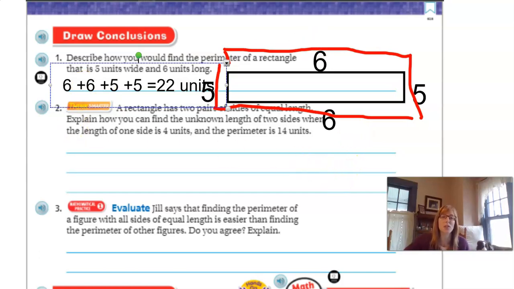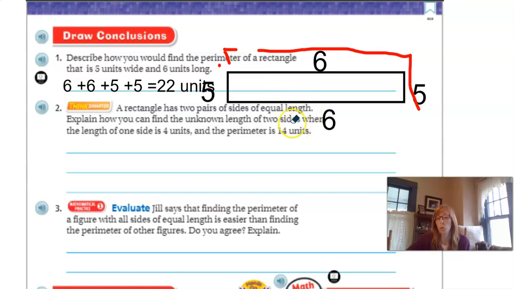All right, so this one says a rectangle has 2 pairs of sides of equal length. We totally get that because we know 2 pairs of sides, just like these two and these two, there's 2 pairs of sides of equal length. Explain how you can find the unknown length of 2 sides when the length of one side is 4 and the perimeter is 14. Oh, I love these kind of.